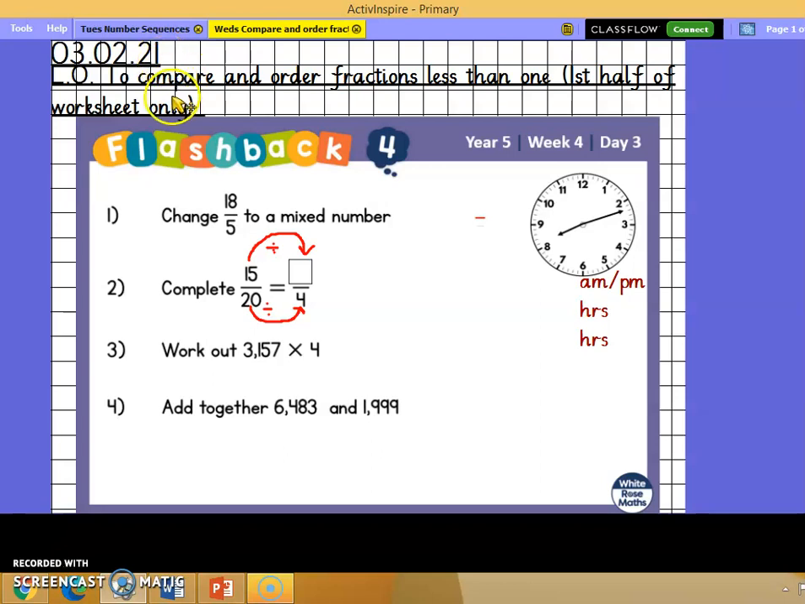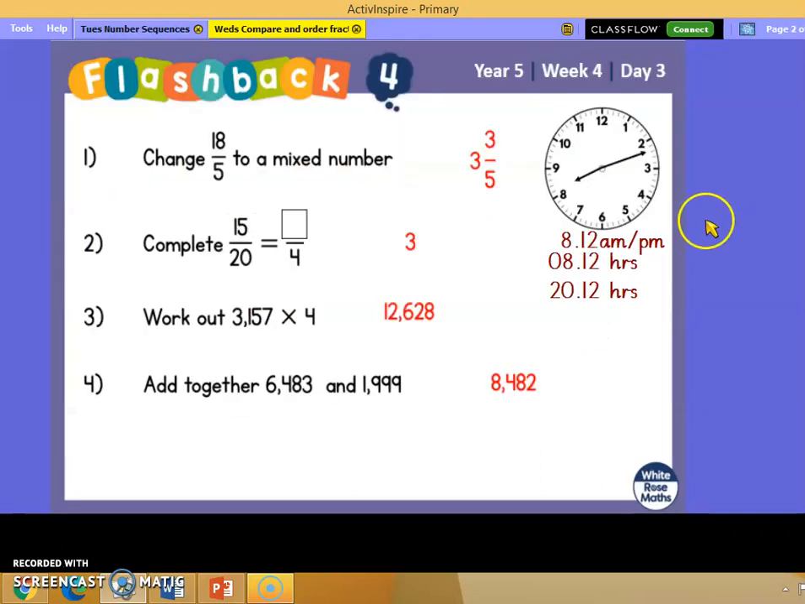You record today's date and learning objective, being careful to note that today we're going to compare and order fractions less than 1, but we're only doing the first half of the worksheet only today, please. Complete your flashback 4, pause the video and come back to me. I've given you a clue to think about how to do number 2.